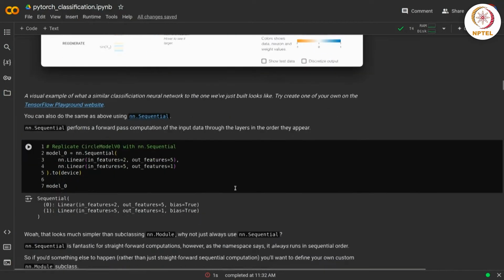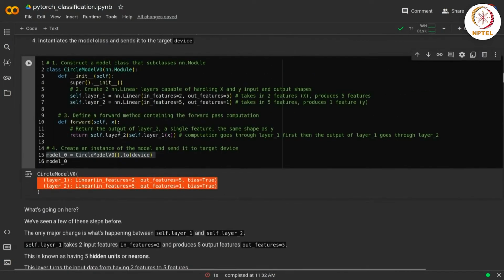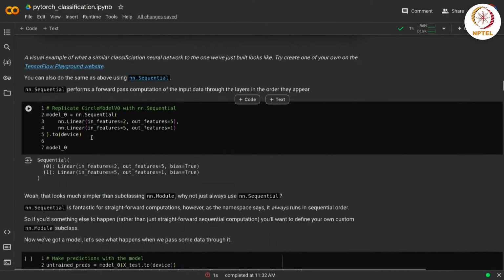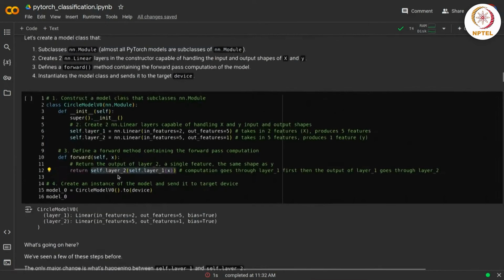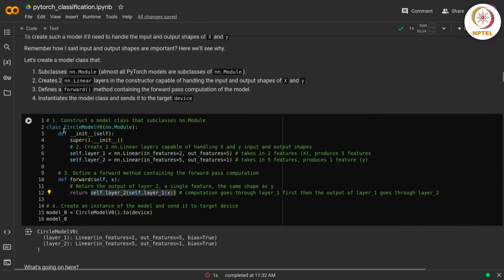So the same thing as we had done here, where we had defined layer 1 and then layer 2, and once the input comes, it will pass through layer 1 followed by layer 2. You can also do that by defining it as simply as this, where you say model 0 is equal to nn.Sequential of layer 1 and layer 2, and you send it to whatever device you have access to, a GPU or CPU. Now this way of defining a model with 2 linear layers with the same number of features is equivalent to defining a model using this class definition.